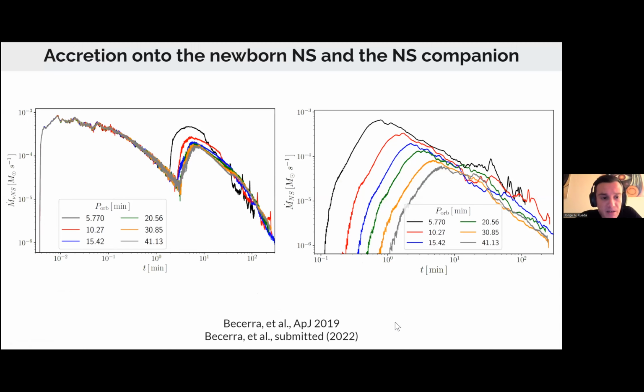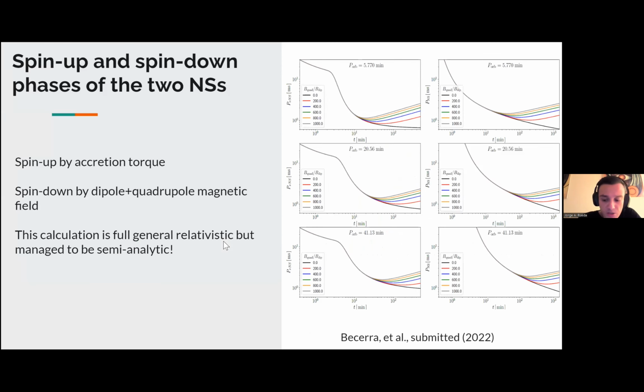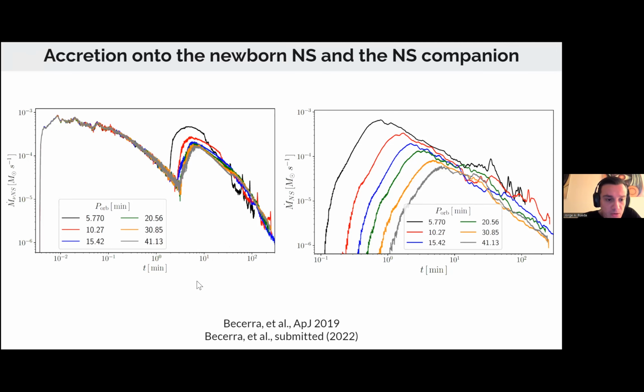The new studies are the accretion rates. On the left, you see the fallback onto the newborn neutron star, while on the right plot, you see the accretion rate onto the neutron star companion. This is for different orbital periods. You see the different outcomes. And you see this very unique feature of the binary of the BdHN, this second peak of supernova accretion onto the newborn neutron star. This is a unique feature.